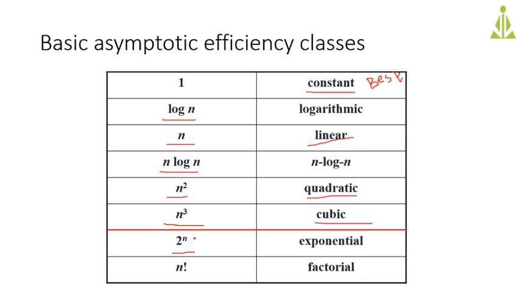Then after that, like n cube and all the things, if we are getting 2 power n, this is called exponential. These are worst case. These all are the worst case. And n factorial. Here, like 2 power n, if we take the example of n equals 2, it will be 4.